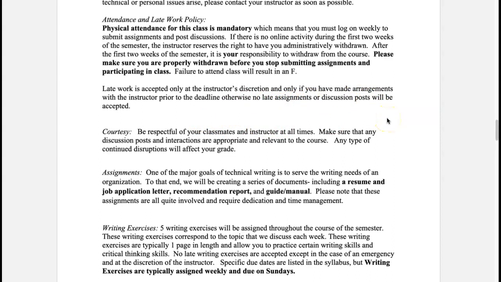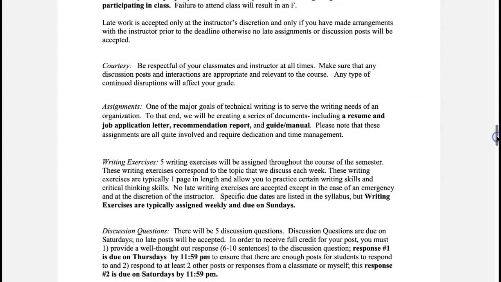So as I mentioned, late work is not allowed. If you do stop submitting work, please make sure that you withdraw, because it is your responsibility to withdraw. I'm not going to withdraw you myself, so please make sure that you call your advisor and you make the proper arrangements to be withdrawn from the course. Obviously, it goes without saying, but please be respectful to your classmates and to myself as well. Please make sure that you stick to the course topics and you do not bring up any offensive or irrelevant information.